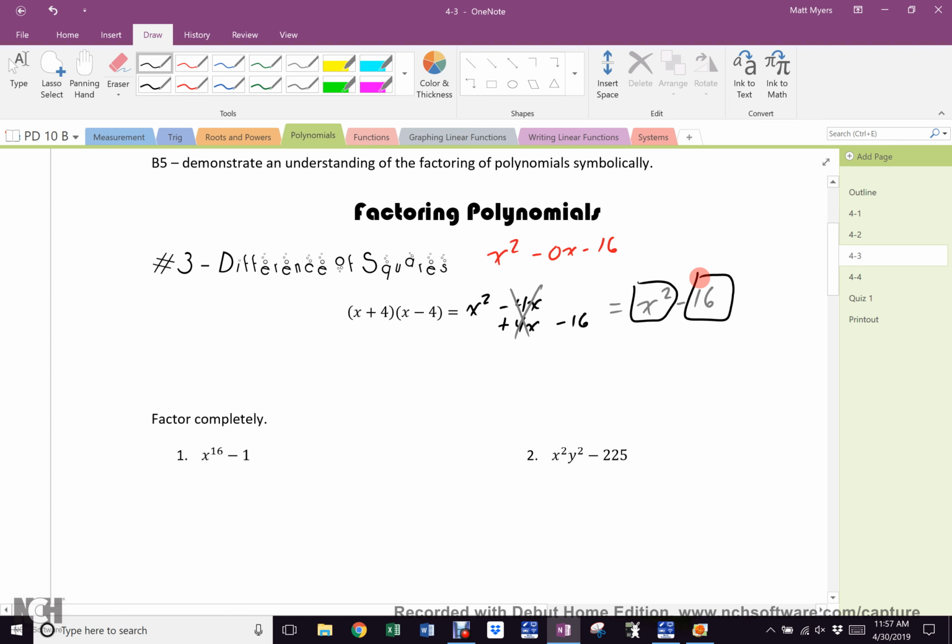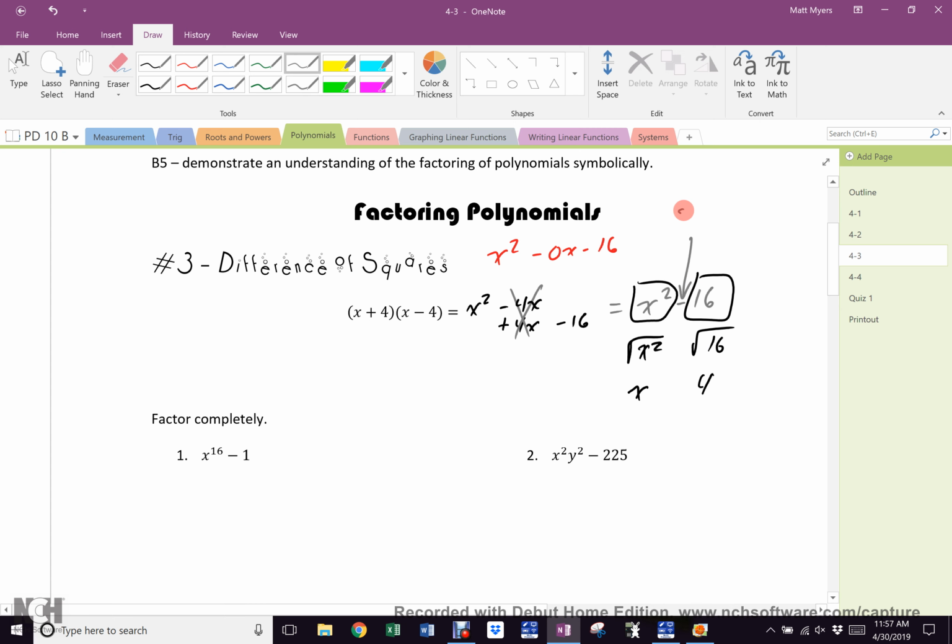They are both perfect squares, right? X squared has a square root. What is it? X. 16 has a square root. What is it? 4. What can you tell me about that mathematical operation? It is subtraction. Subtraction leads to what answer? A sum, a difference, a product, or a quotient?